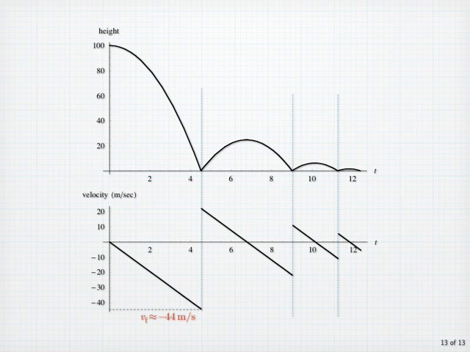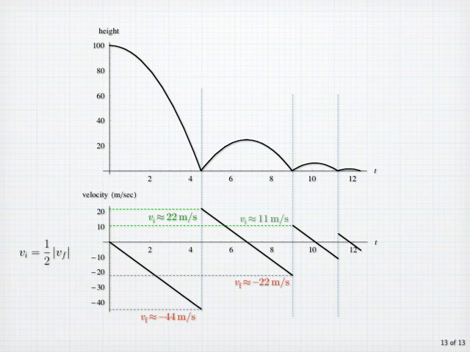Now again, the ball hit the ground the first time with a velocity of negative 44 meters per second, and then reversed direction with an initial velocity of positive 22 meters per second. Then it hit the ground again with a velocity of negative 22 meters per second. It reversed direction and went up with an initial velocity of 11 meters per second, and so on.